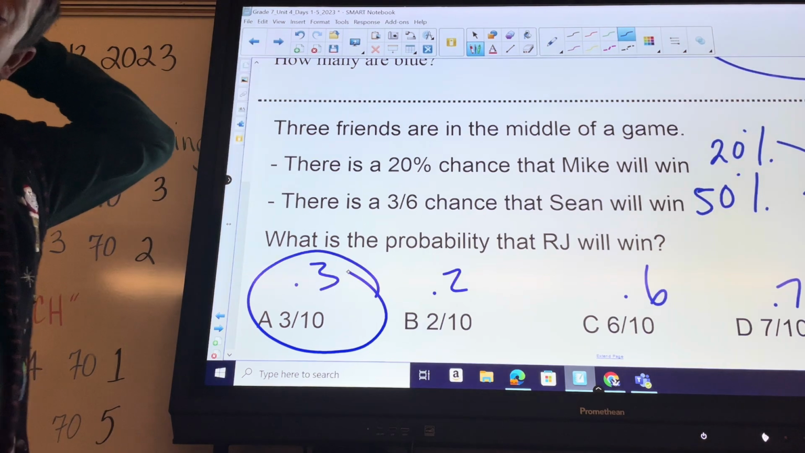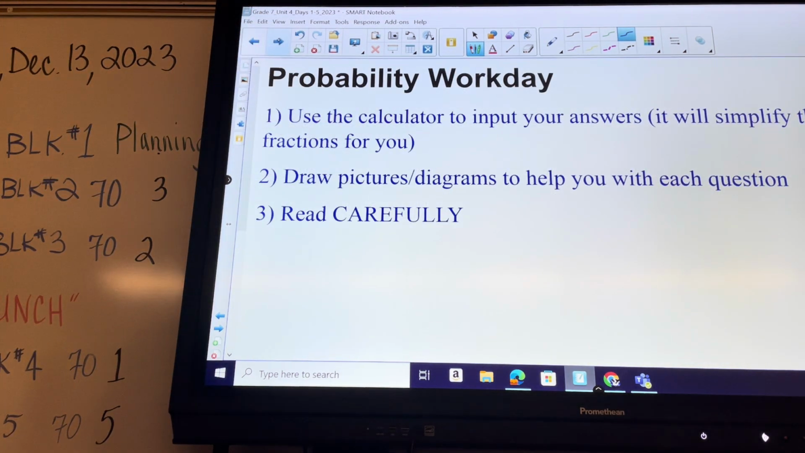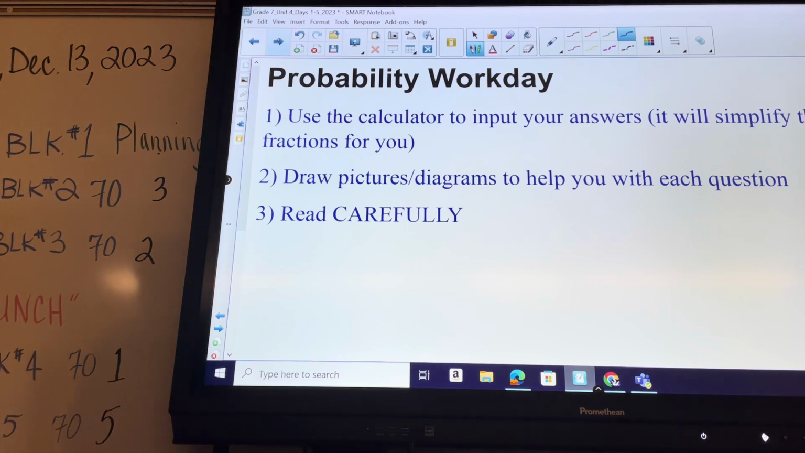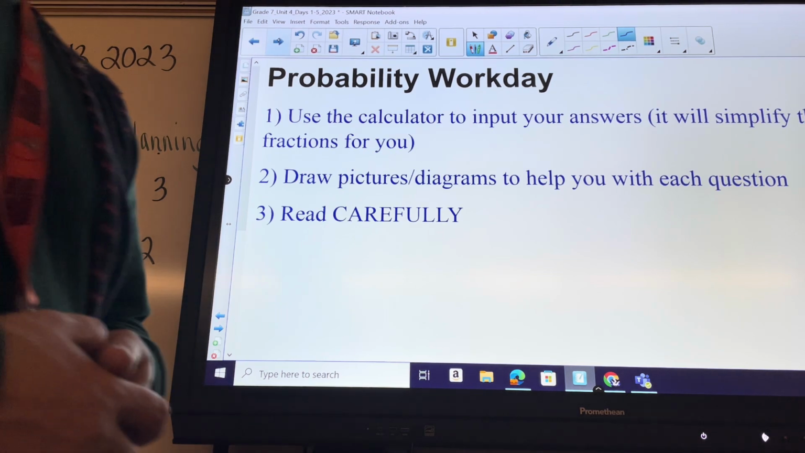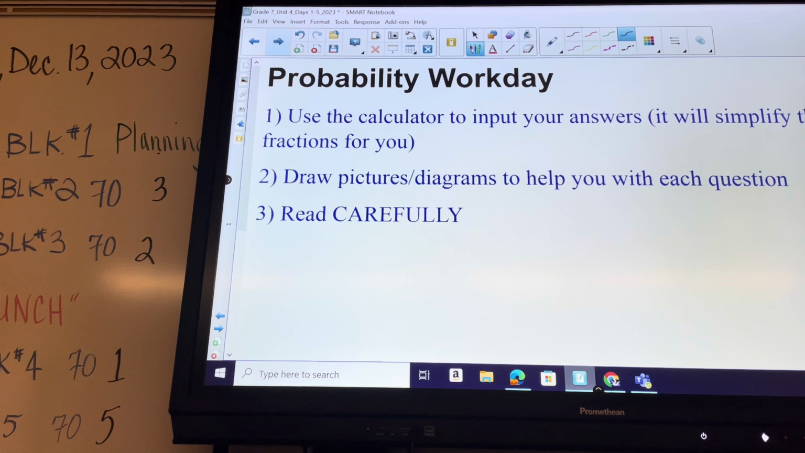If there's anything on this tape that you need to pause and go back to, do that now. In Canvas is the assignment. Use the Desmos calculator. A lot of the answers are simplified. So if you get an answer and you don't see it there, it probably means it needs to be simplified using the calculator. It doesn't mean you're wrong. You just need to simplify it. Draw pictures, diagrams, whatever you need to help you, and make sure you read carefully.